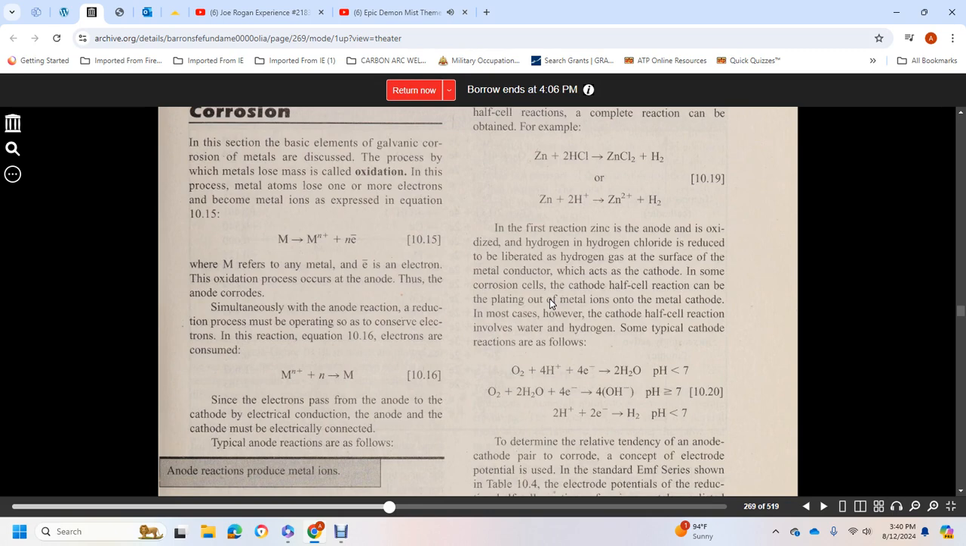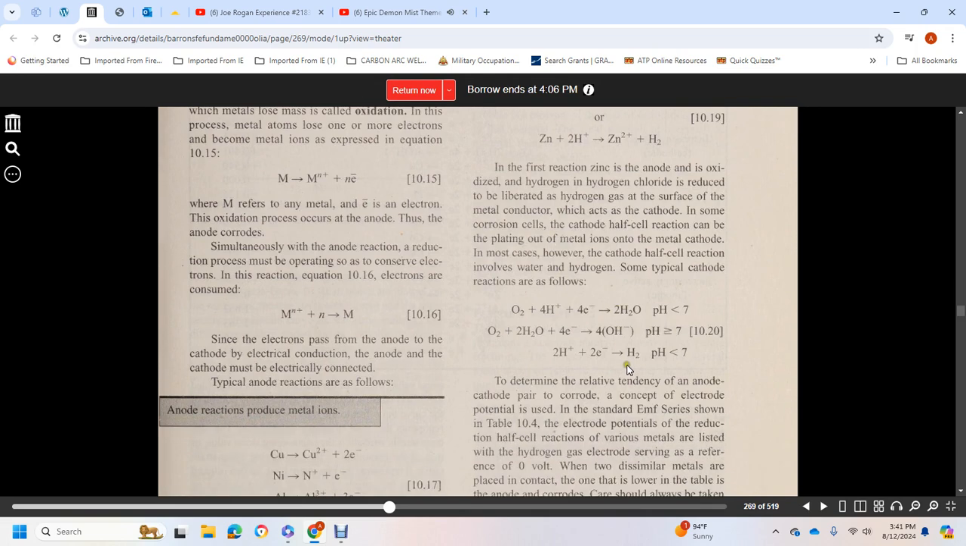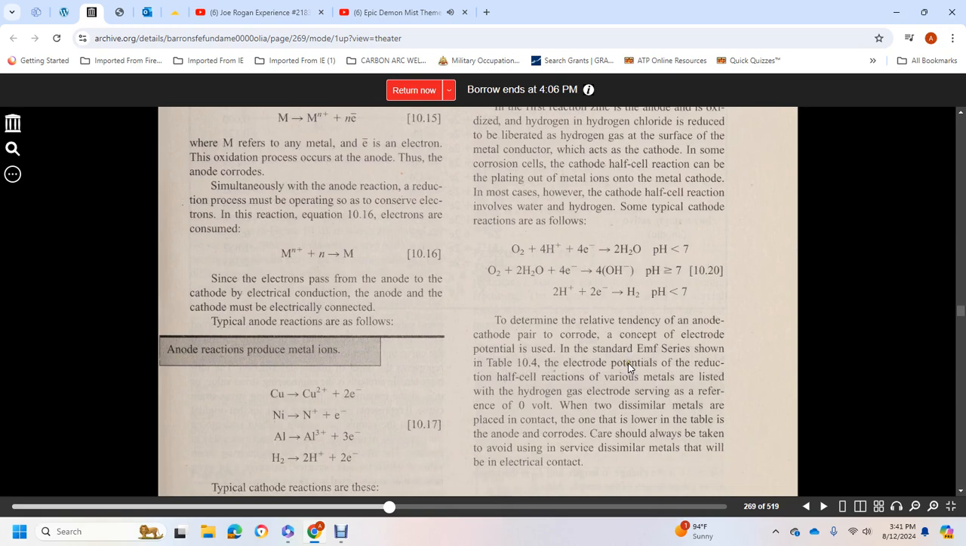The cathode half-cell reaction can be plating out of metal ions onto the metal cathode. In most cases, however, the cathode half-cell reaction involves water or hydrogen. Simple typical cathode reactions are as follows. To determine the relative tendency for an anode-cathode pair to corrode, the concept of electrode potential is used. The standard EMF series is shown in Figure 10.4.